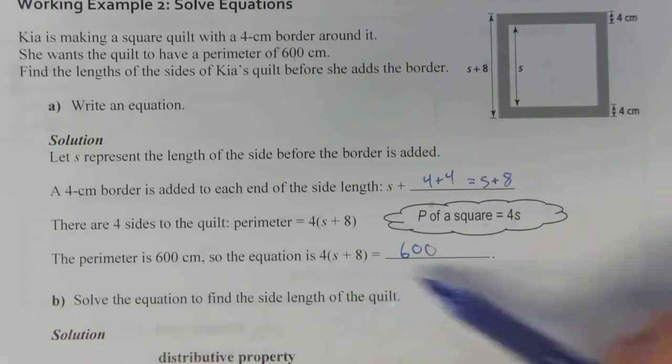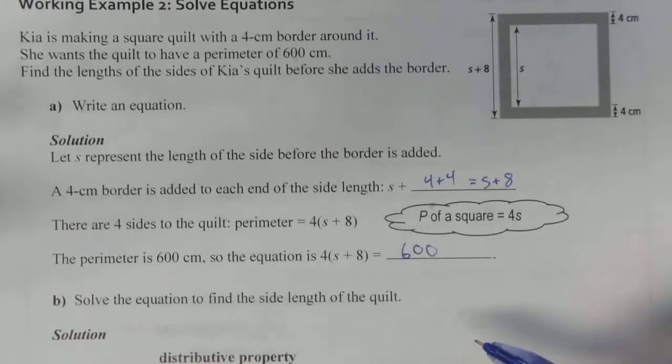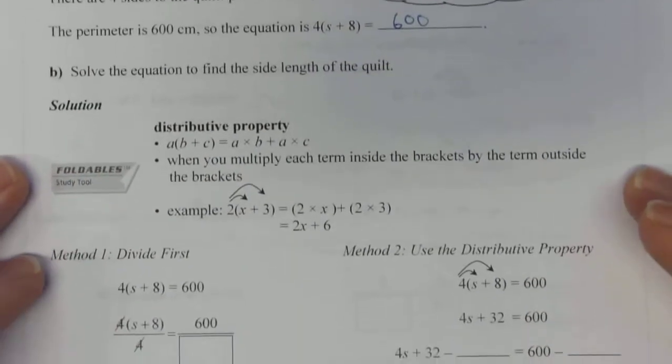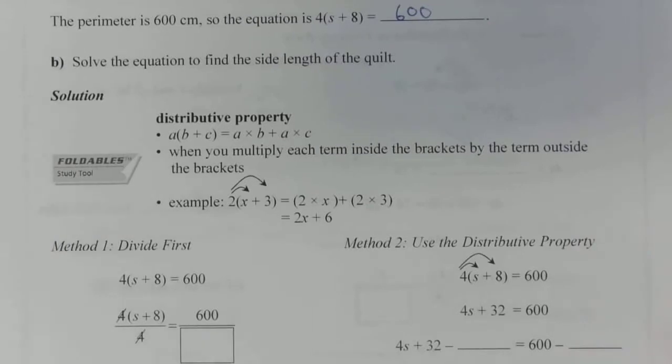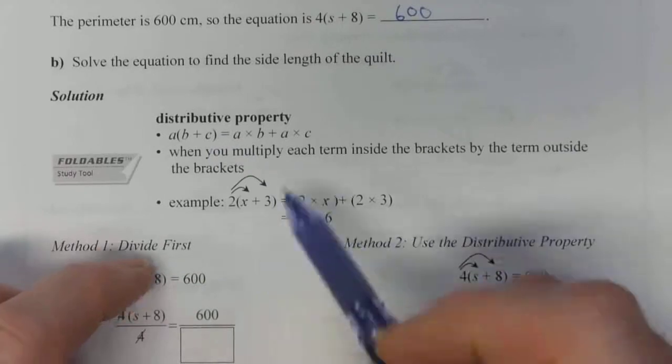And then if we can solve this equation, we'll know what S is, so we'll know what the side of the quilt itself is. So we have an equation now. Now we have to figure out how to solve it. And to do that, we're going to use something called the distributive property. This is a very handy technique that you really need to get used to. You'll use it in grade 9, you'll use it in grade 10, 11, 12. It will be beneficial.